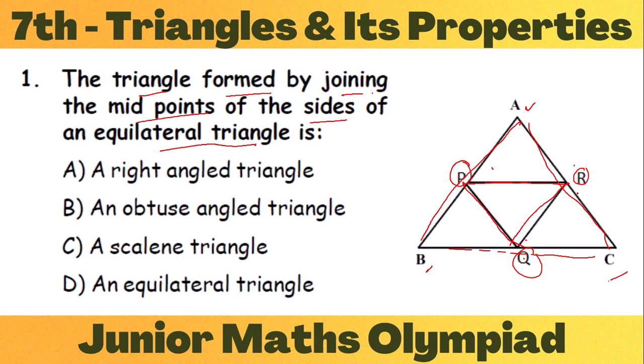Now the question is, what is the nature of this triangle formed by joining the midpoints? This PQR triangle nature we have to find out. The given options are option A, right angle triangle, option B, obtuse angle triangle, option C, scalene, option D, equilateral. So which one is the correct? That we have to find out.